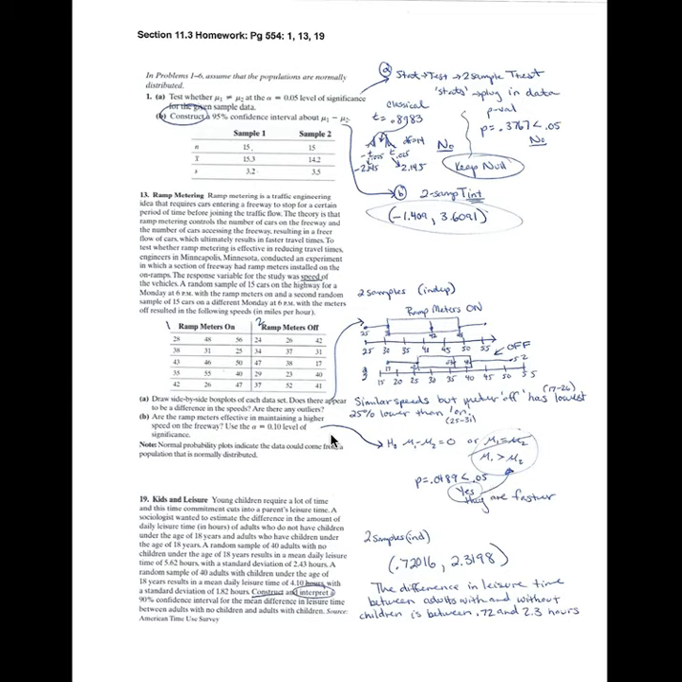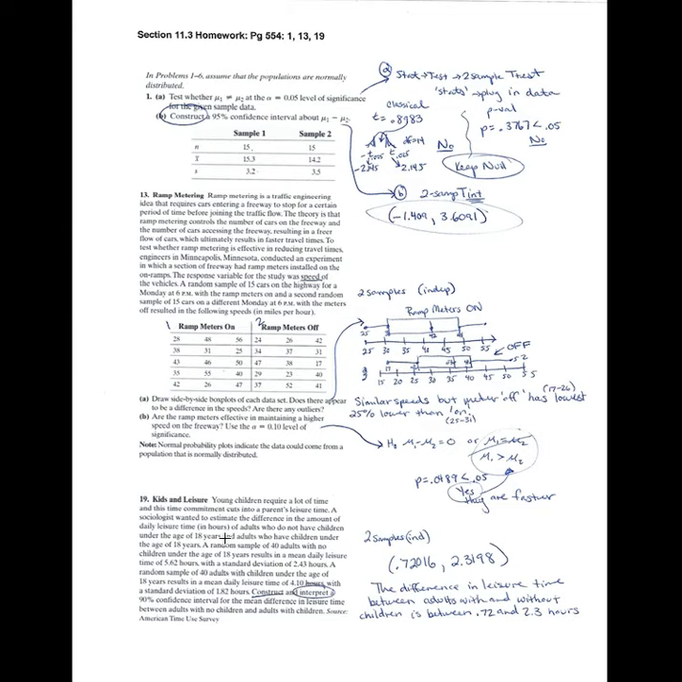If it was 0.05, actually, if I look back at this problem, I think I made a mistake on my homework. If you look right there, it says it should be 10. Okay, so this should be 0.10. Again, that's still lower than 0.10. So yes, it's true. Yes, we can say that the ramp meters do make or allow you to travel faster.